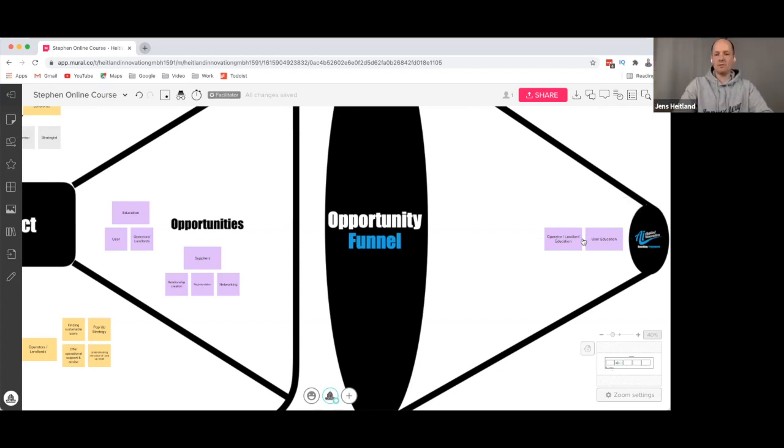So if users first, operators and landlords second, what's third? Third I think is suppliers, in terms of how do you reach these, how do you reach pop-ups, how do you reach landlords, what does your offer have to be? So I think there's a supplier education as part of that.